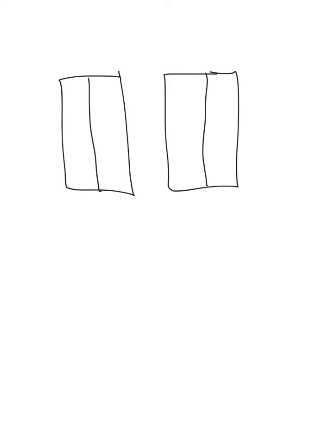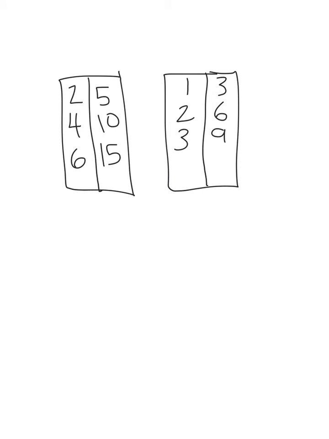Let's take a look at, I'll just kind of make one up here. We've got a table here, we've got a table here, and let's say we've got, let's say just 2 to 5, and then we've got 4 to 10, 6 to 15, and then over here, let's go with 1 to 3, 2 to 6, 3 to 9, and 5 to 15.